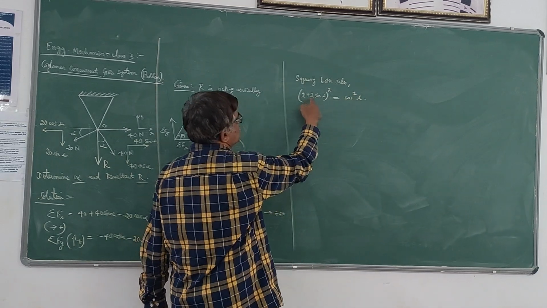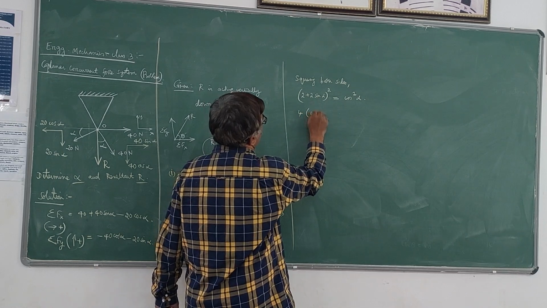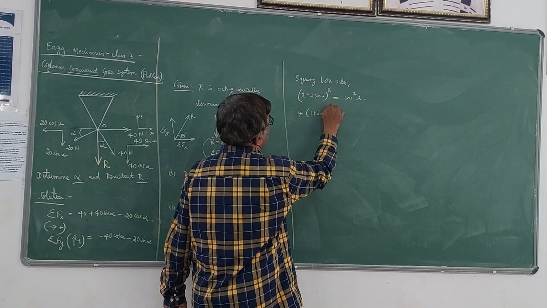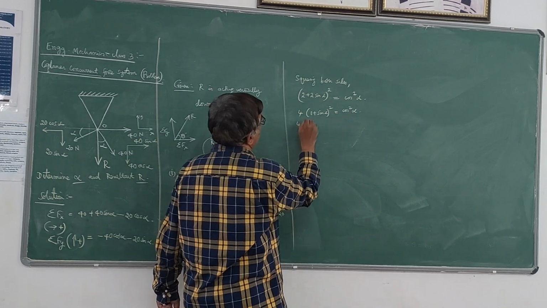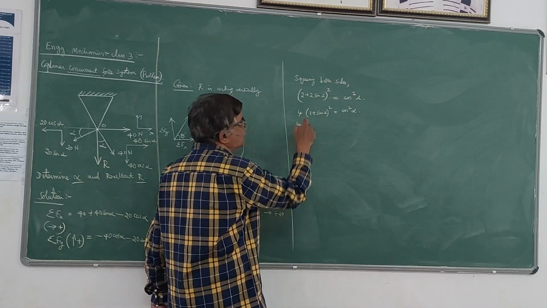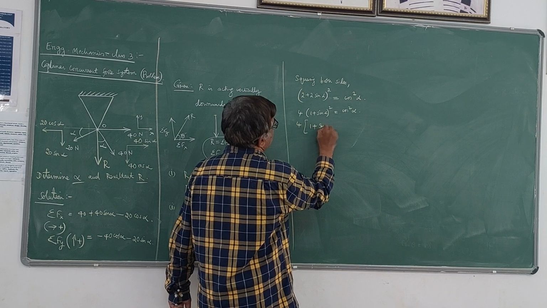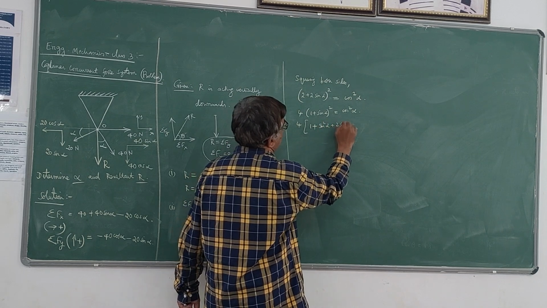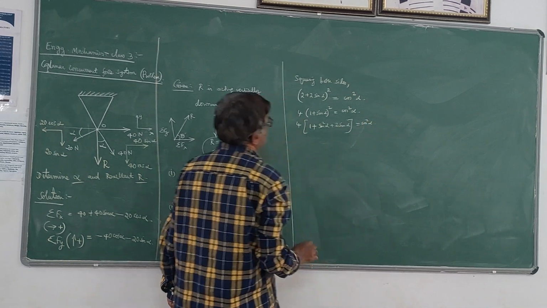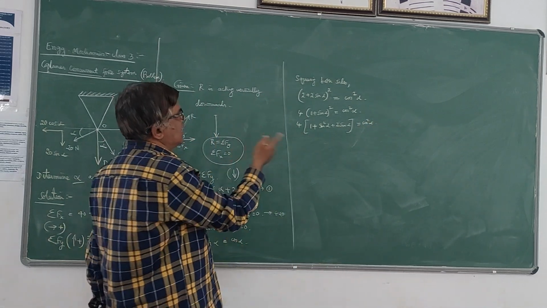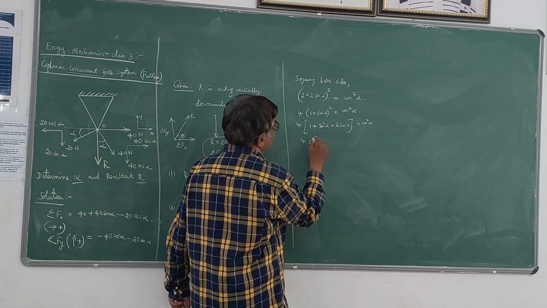In other words, this 2 you can take outside and the square of it will be 4. So 4 into 1 plus sin alpha whole square is equal to cos square alpha. For a plus b whole square, I will use the formula a square plus b square plus 2ab, that is 1 plus sin square alpha plus 2 sin alpha, is equal to cos square alpha. Now I can just multiply this and reduce it to a trigonometric quadratic equation.